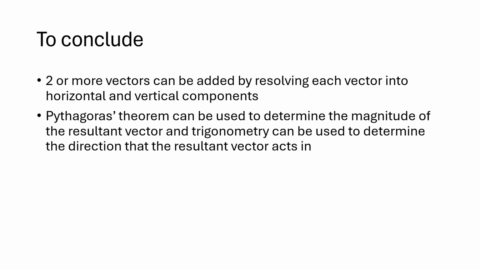Thus, to conclude, two or more vectors can be added by resolving each vector into its horizontal and vertical components. Pythagoras' theorem can be used to determine the magnitude of the resultant vector, and trigonometry can be used to determine the direction that the resultant vector will act in.